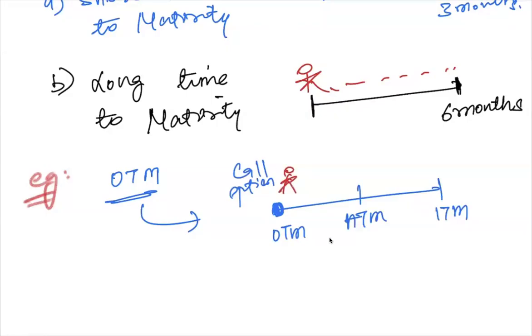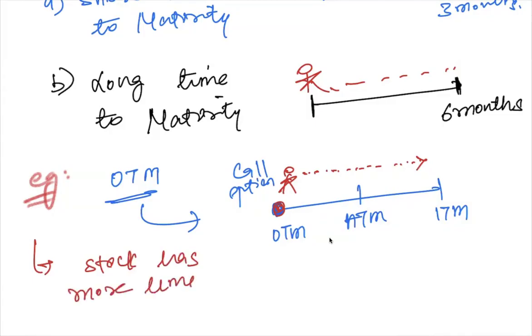If we have more time, it is for sure that the stock price will fluctuate, and eventually we will move from out of the money to at the money, and to in the money, right? Is this right or not? So basically, your stock has more time to move to the strike price.